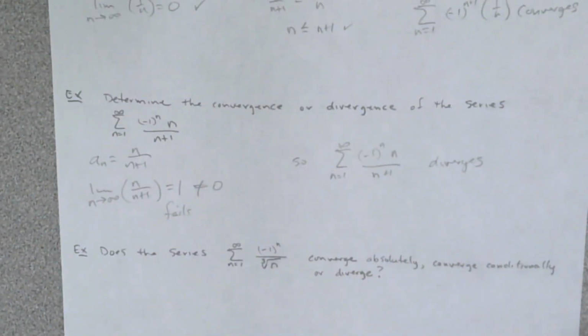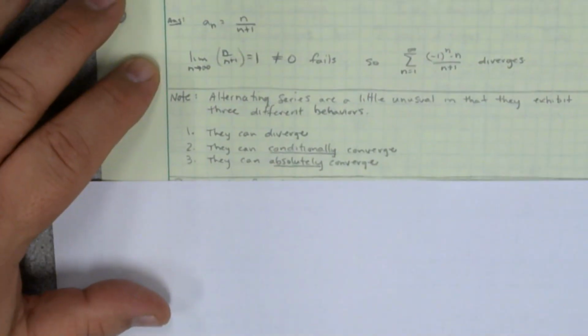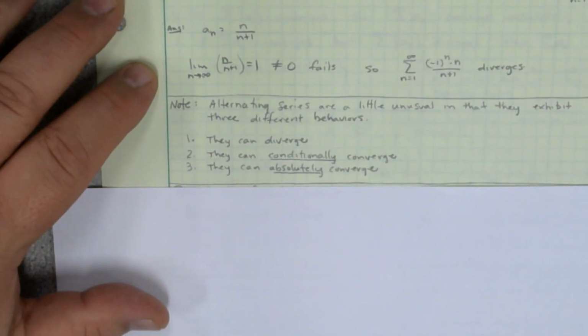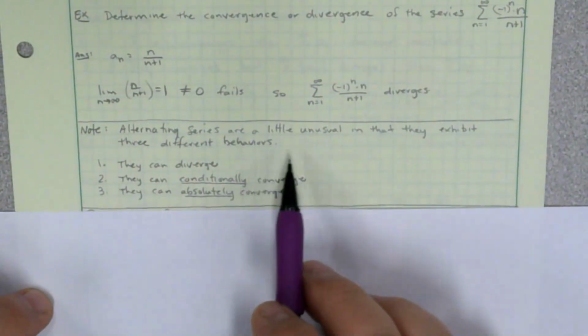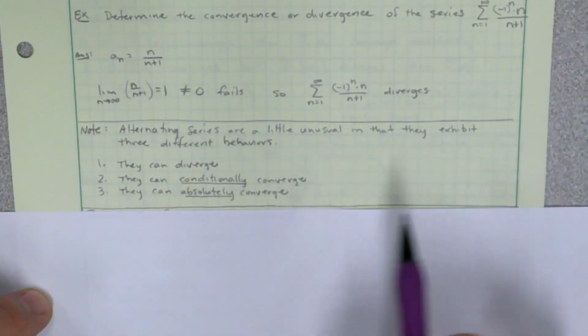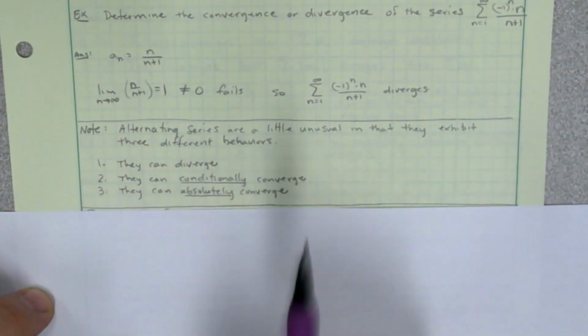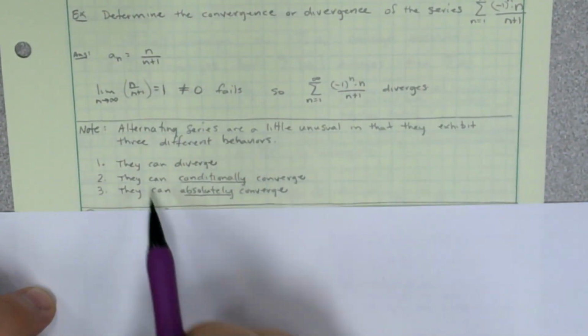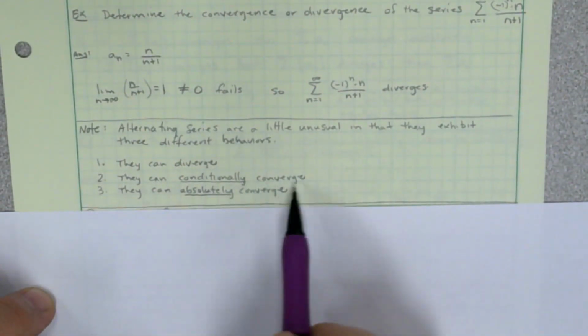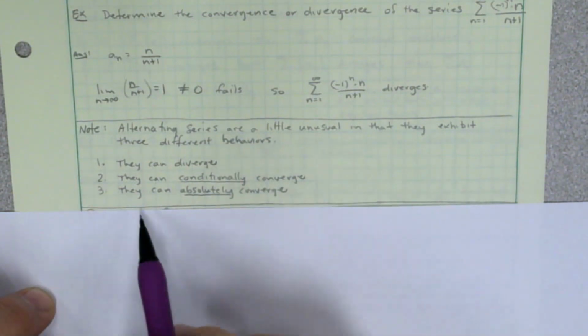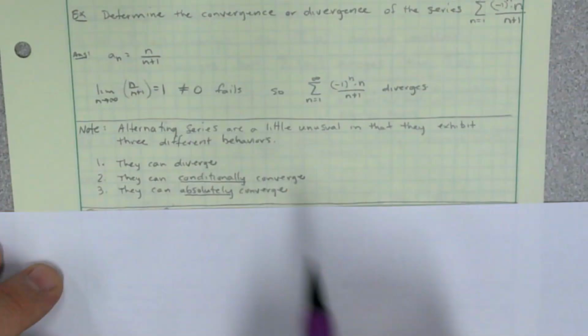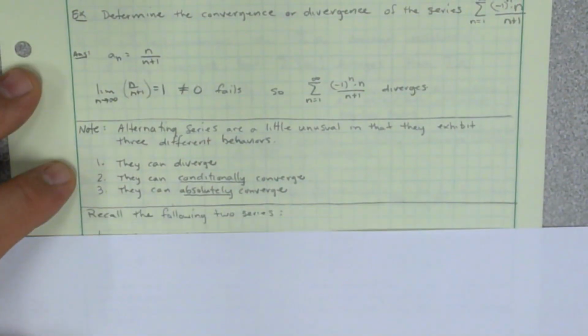Let's take a look at some other notes that I have. Alternating series are a little unusual in that they exhibit three different behaviors. Okay, they can diverge, they can conditionally converge, or they can absolutely converge. And we're going to talk about what all those things mean right now.